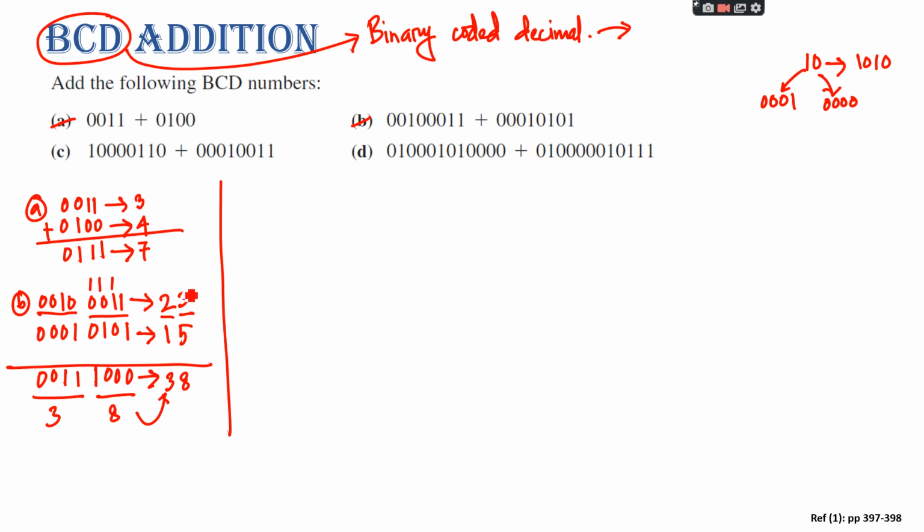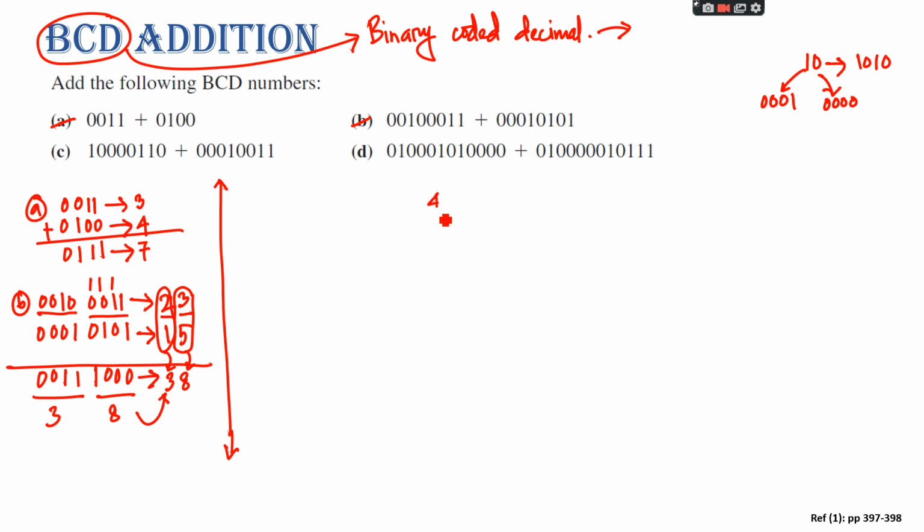So you remember this 3 plus 5 gives you 8, which is less than 9. This 2 plus 1 gives you 3, which is also less than 9. So whenever the summation of two numbers is less than 9, you just do the simple binary addition, and you will get the result for BCD. You understand my point, right? Yes, sir.